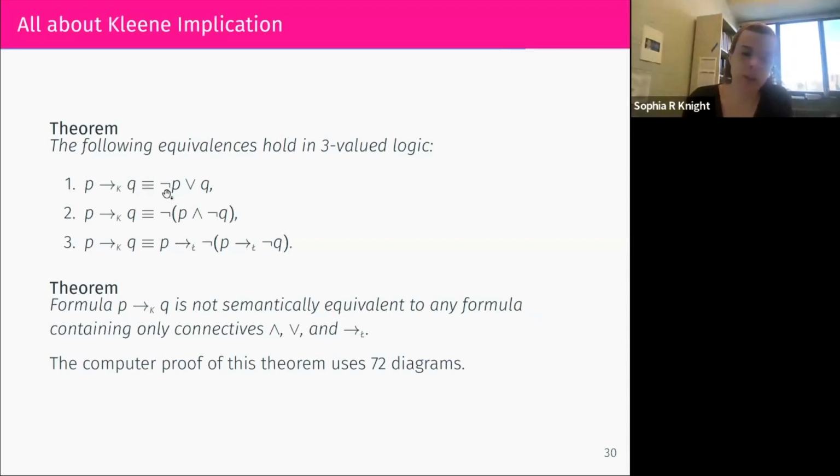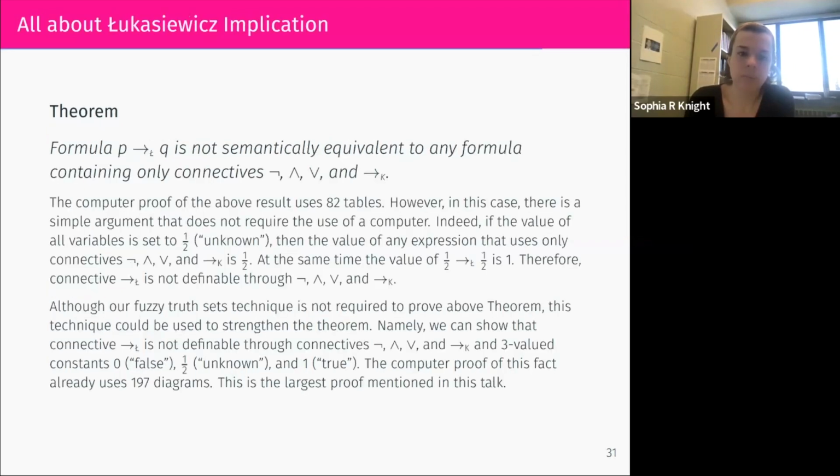And then Kleene implication, wondering how it's expressible in terms of the other operators. So if you've got negation, you can write Kleene implication as other formulas. If you don't have negation, you cannot write Kleene implication as a combination of other operators. So it's unexpressible in terms of the other three operators. This one has 72 diagrams. And then Lukasiewicz implication is undefinable in terms of everything else. It's totally independent.